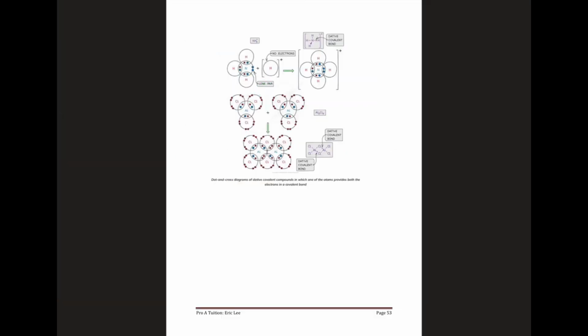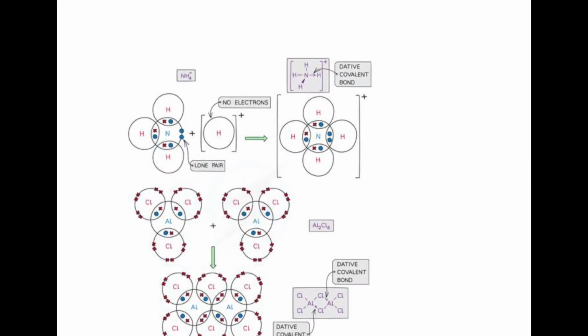So you can see here, it happens to ammonium ions. So this is where the arrow is shown, dative covalent bond. So the nitrogen here has the lone pair, as you can see, lone pair that is given to the hydrogen ions. So that's why the arrow is pointing towards that side.